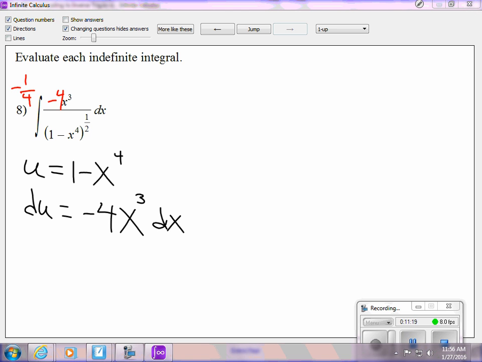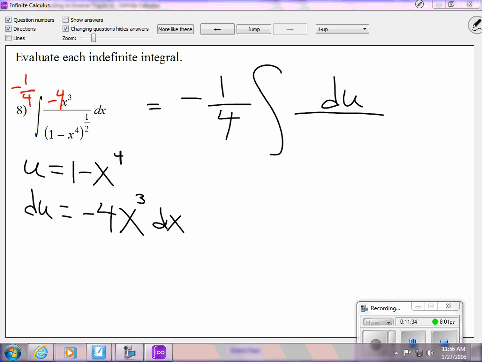Kind of squished over here. So I have negative 1/4 the integral of. Now I'm going to replace that negative 4x cubed dx with what? That's just du up there. And what about the denominator? U to the half. All right.